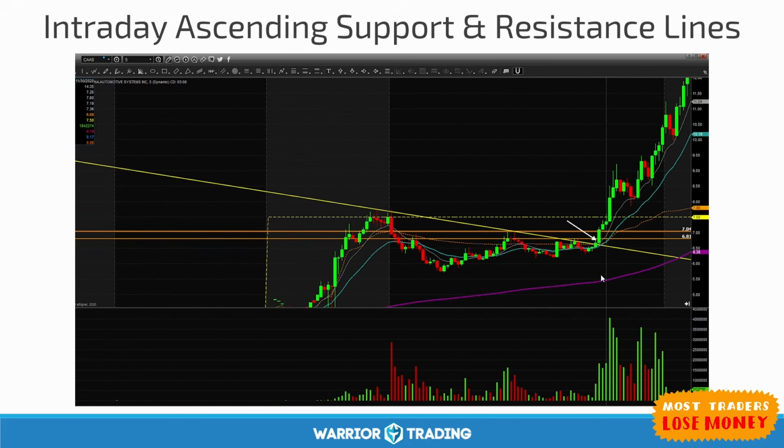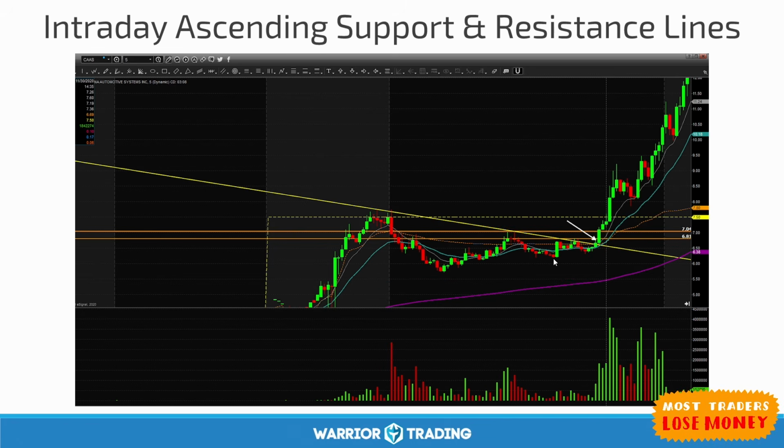Now, I want to remind you guys that ascending trend lines, descending trend lines, horizontal trend lines, these are just ways to help interpret what could be psychological resistance or support on a stock. This has both ascending support right there, descending resistance. It finally breaks out, and then it's off to the races.